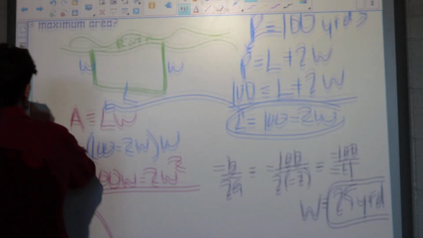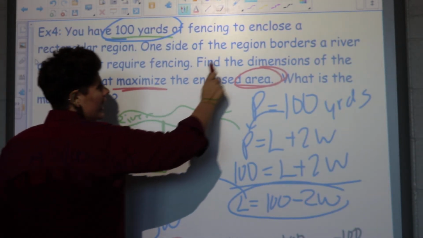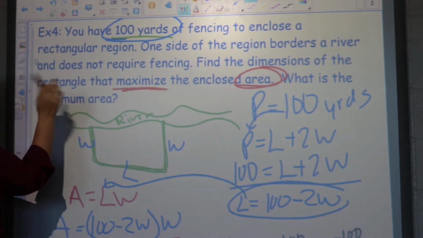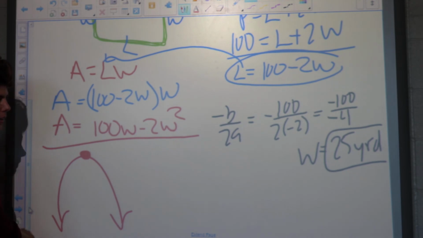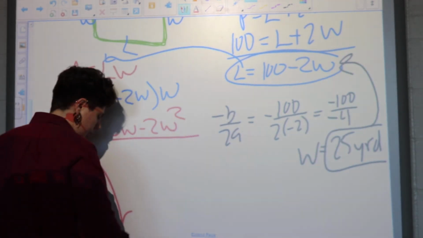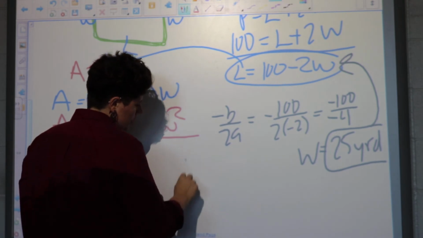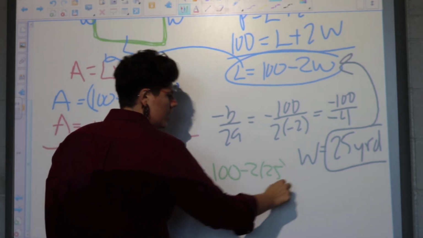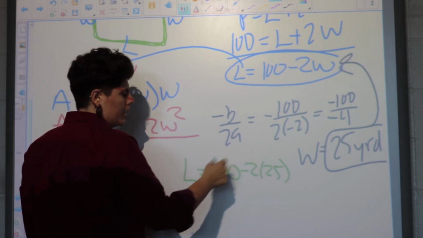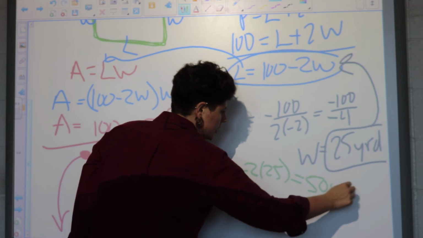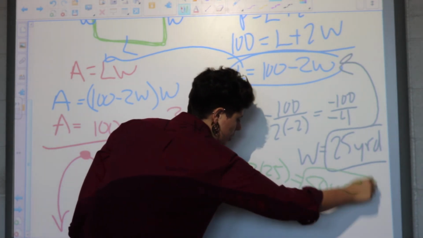Again, the problem asked me to find the dimensions that maximize the area, and then it asks for the maximum area. I have the width. I can now plug in and find the length, which means that the length equals 100 minus 2 times 25. 2 times 25 is 50. 100 minus 50, that means that the length equals 50 yards. I have found the dimensions.